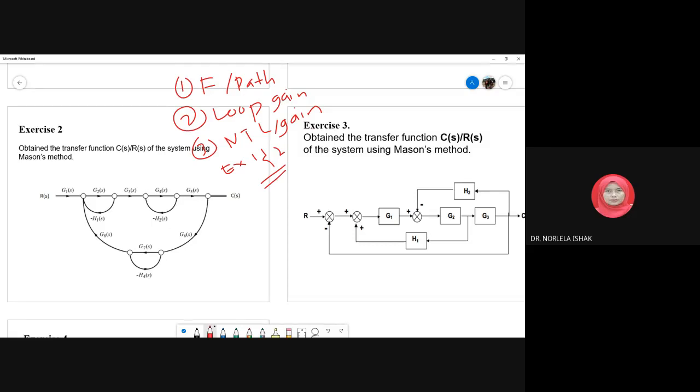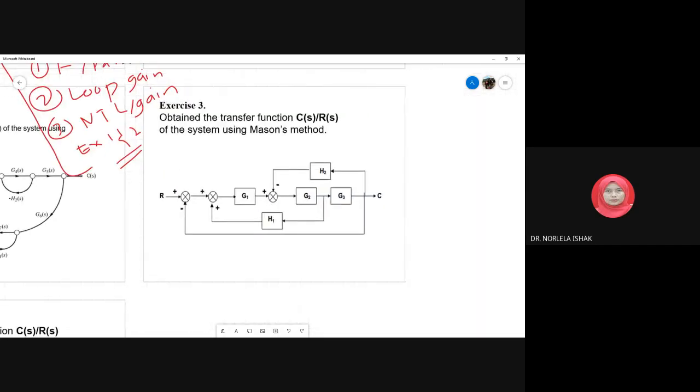For the next meeting, I will show you how to use the Mason's rule to define the transfer function, using the 3 information here. That's your homework. How about exercise 3? Exercise 3, I give you block diagram. You have to draw the signal flow graph.